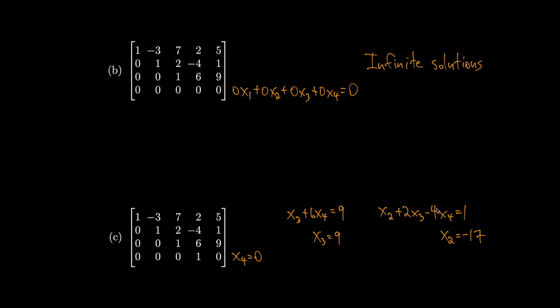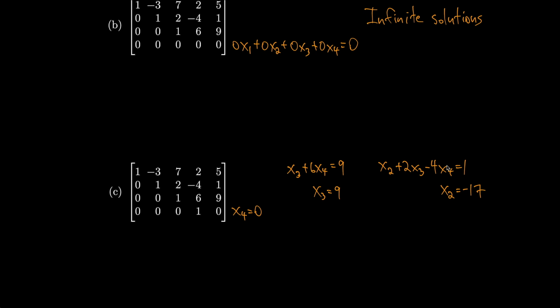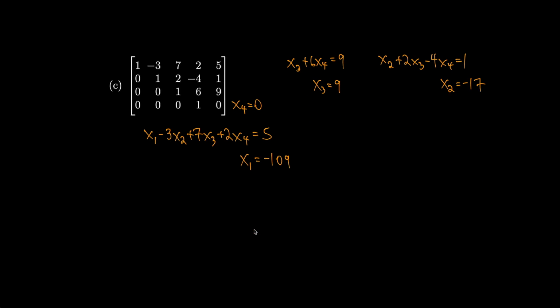And let's see if we can finish this. I know that my top equation tells me that x1 minus 3x2 plus 7x3 plus 2x4 equals 5. So I know what x4, x3, and x2 are. I'll plug all of those in, and I'll get that x1 is negative 109 when I simplify.